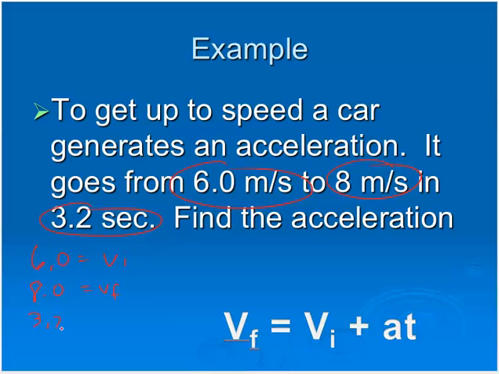So 3.2 equals time. So if we use our equation here, I'm going to say 8 equals 6 plus a times 3.2. And what we would do with this is subtract 6 from both sides. You get 2 equals 3.2a. Divide by the 3.2. And a turns out to be 0.625 meters per second squared.